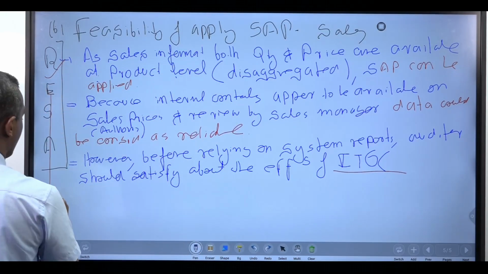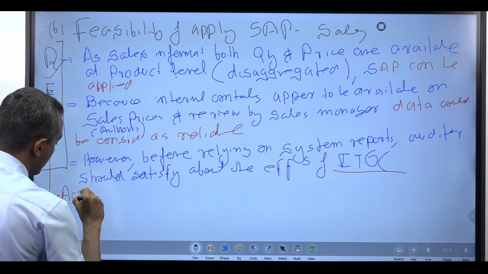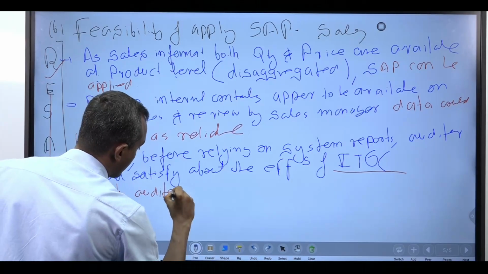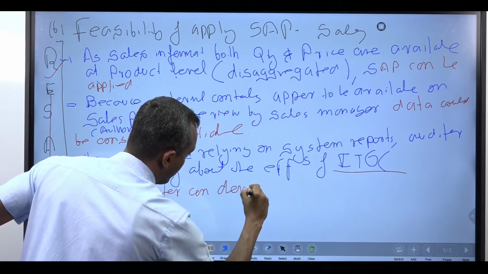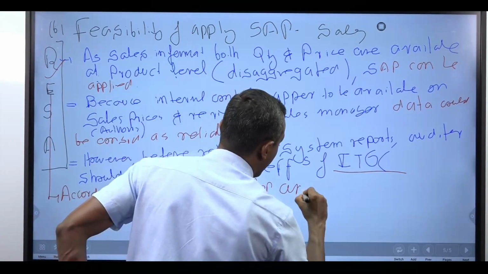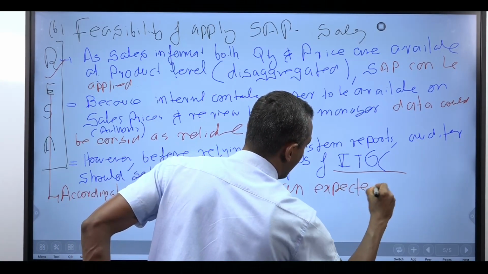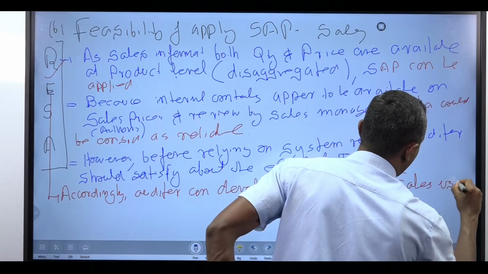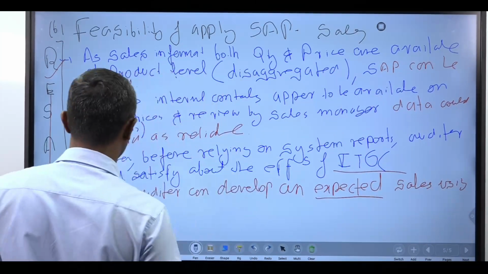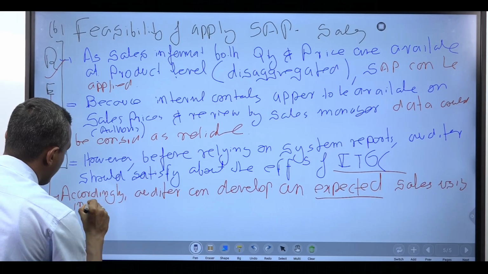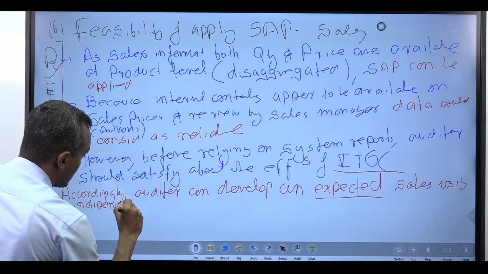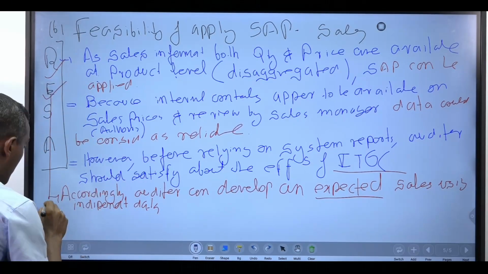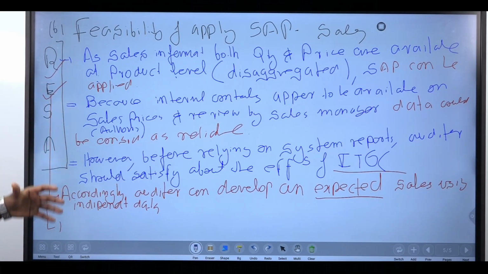So then we come to X. Accordingly, the auditor can develop an expectation, which means independently calculating the expected figure, expected sales, taking the discount and promotion data and calculating using independent data, right?